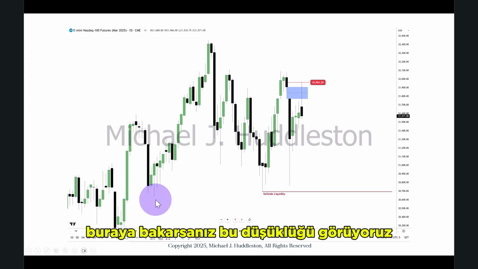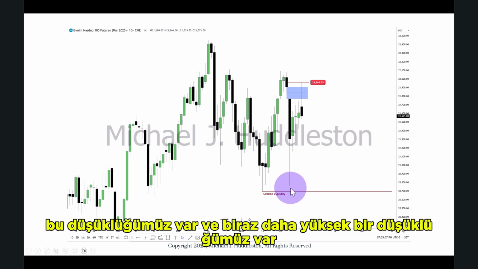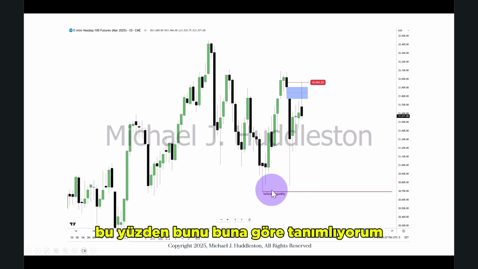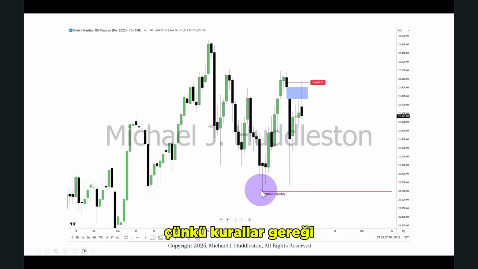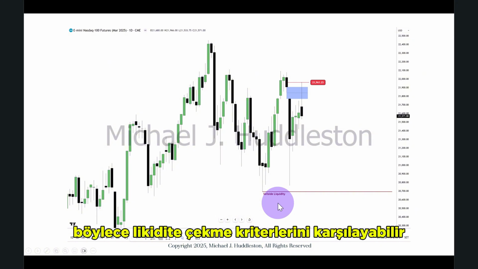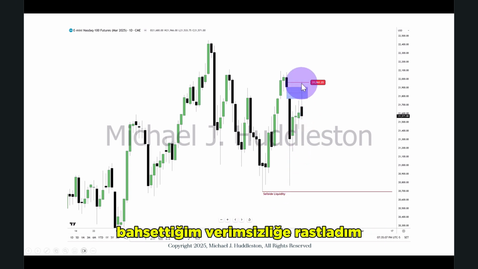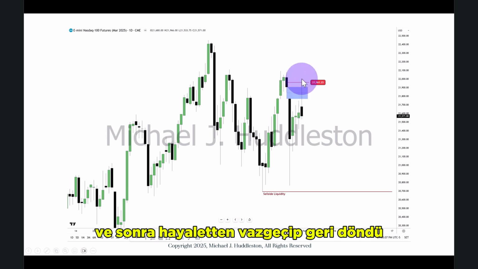Now, if you look over here, we have this low, we have this low, and we have a slightly higher low. That's why I'm defining it based on this, because as per the rules I taught you on the YouTube channel, this is a high probability candidate for a sell side liquidity pool. So it can meet the criteria as a draw on liquidity. I like the fact that we opened here, ran up into the inefficiency I mentioned, and then gave up the ghost and came back down in.